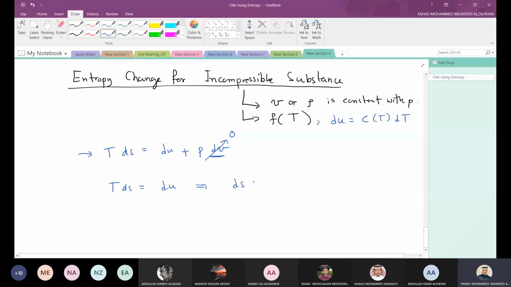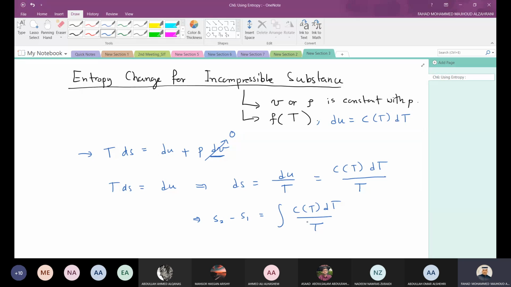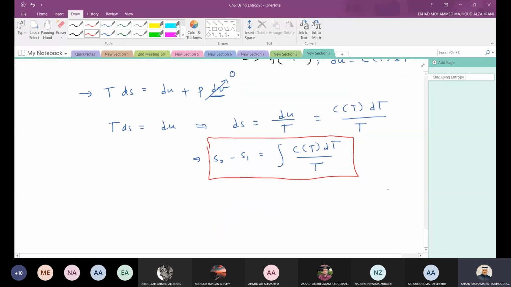That means ds equals du over T, or I can rewrite it as C(T) dT over T. If I integrate, I get s2 minus s1 equals the integral of C(T) dT over T. This is the entropy change for incompressible substance. So if you have incompressible substance, this is the equation you can use to evaluate your change in entropy.